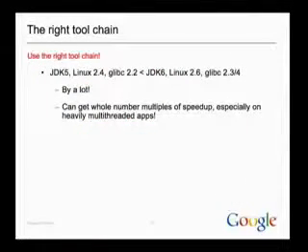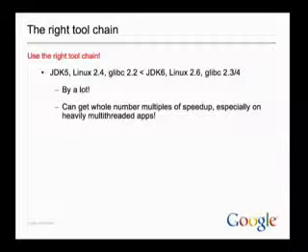Okay, so yes, use the right tool chain. This is also important. JDK 6 includes a lot of performance improvements over JDK 5. Linux 2.6, I think everybody in this live audience has probably heard me say, is a significant step above Linux 2.4 in terms of threading performance. Depending on what your code does, you can get whole-number multiples of speedup by using the right tools.